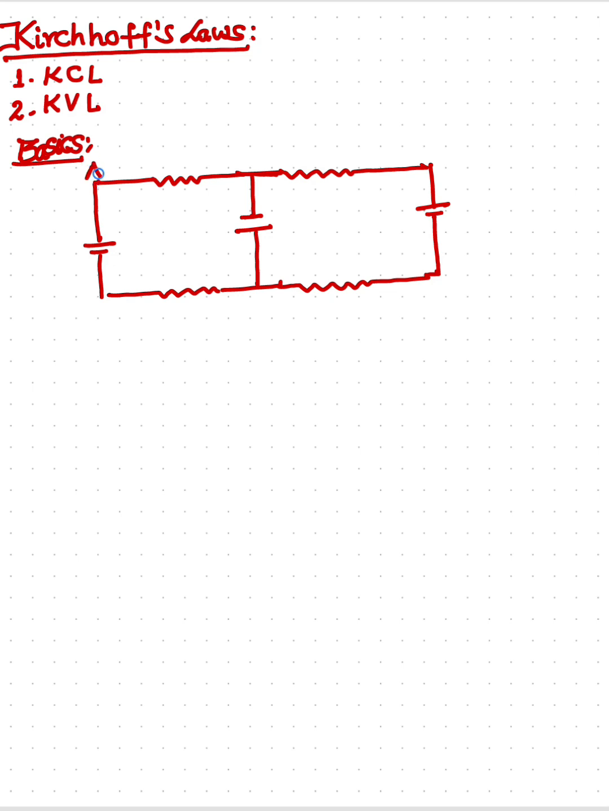Okay, suppose this is A, B, C, D, this is E and F. Okay, let me give them names: R1, R2, R3, R4.